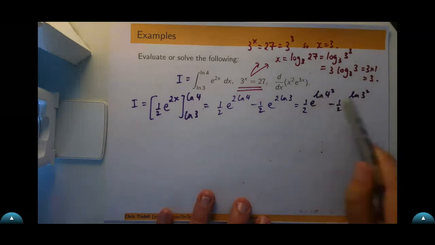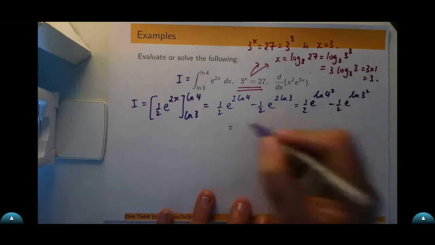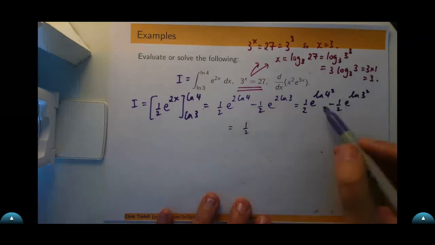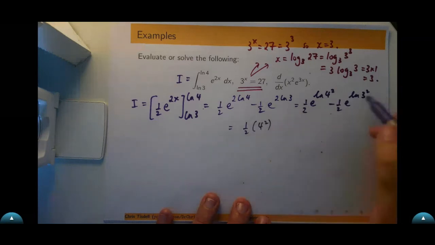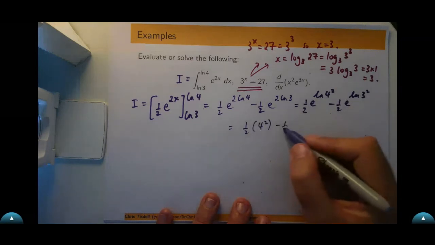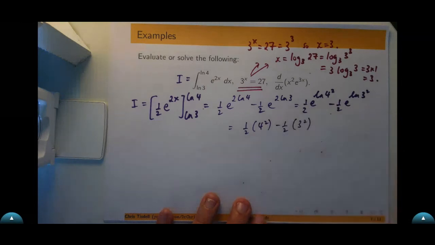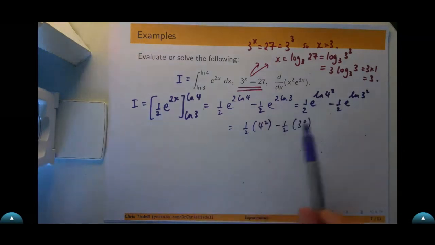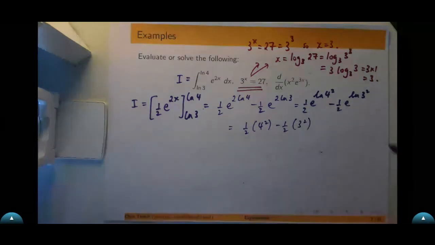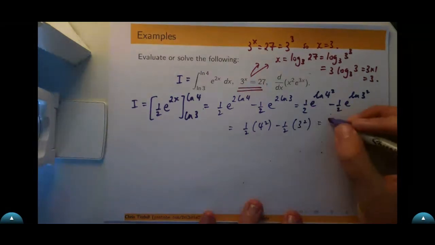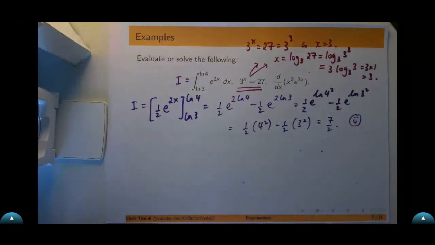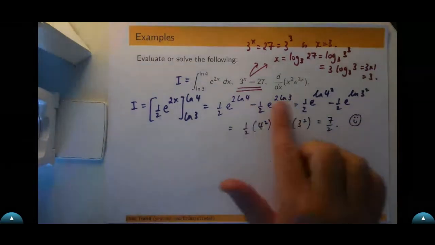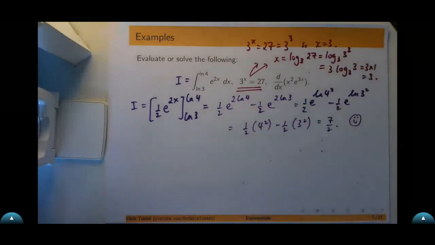Okay, so we've got e to the natural log, e to the natural log. That cancels out. So we'll get 4 squared there, and 3 squared there. So that's going to be 8, that's going to be 9 over 2. And so I think we get something like 7 on 2 here. I'm just using basic properties of logarithms, exponents, and inverses there.